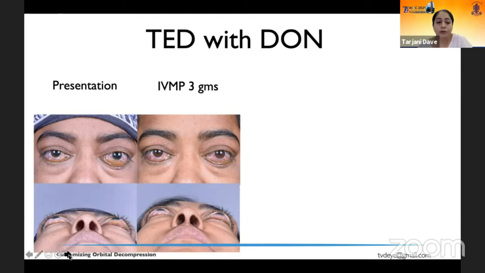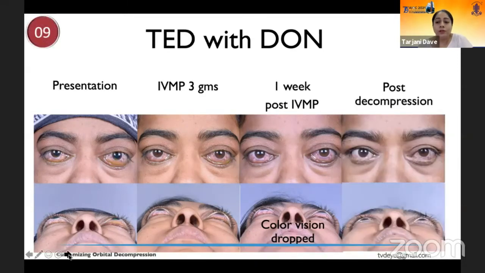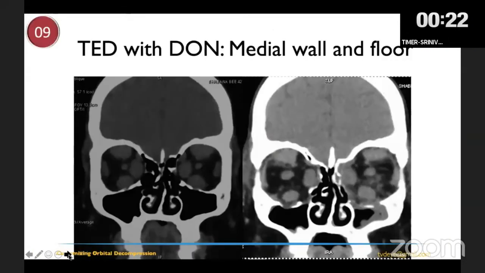A little word on those with active disease. So this is a patient with dysthyroid optic neuropathy, and you've gone all guns blazing, completed your entire immunosuppression that you could have given this patient, and despite that the patient keeps worsening with the vision dropping again and again. So what do you do in this situation? This is again a classic example where you can go ahead with decompression.